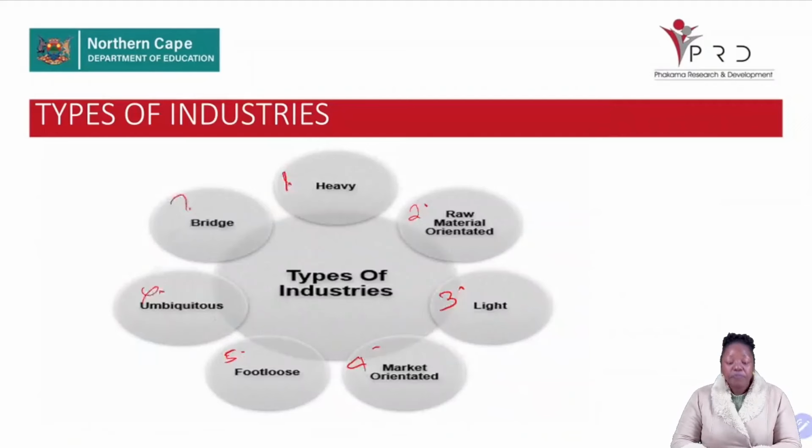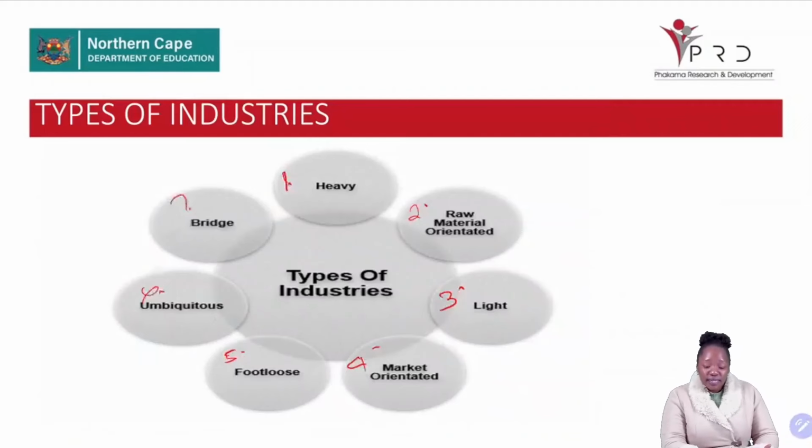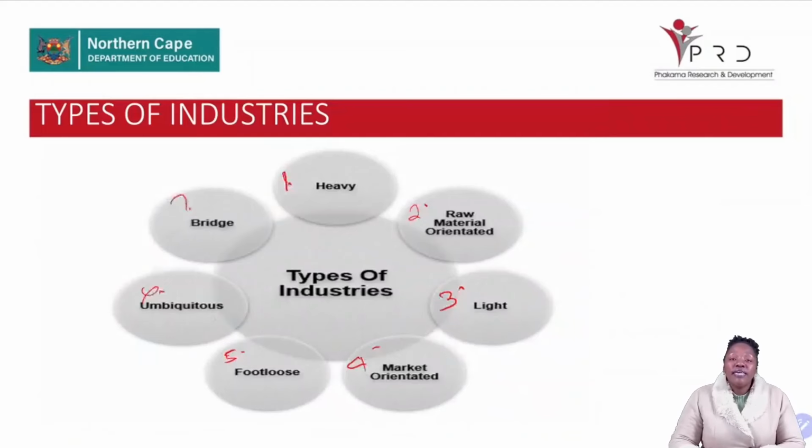secondary sector. So number 1, we have the heavy industry. The heavy industry in general, these are the industries that use heavy machines, and these are the industries that are also heavy on pollution, which means they pollute more. Then we're looking at our raw-orientated material. So these are the industries that are located next to the raw material. And also, these are the industries that deal with bulk.